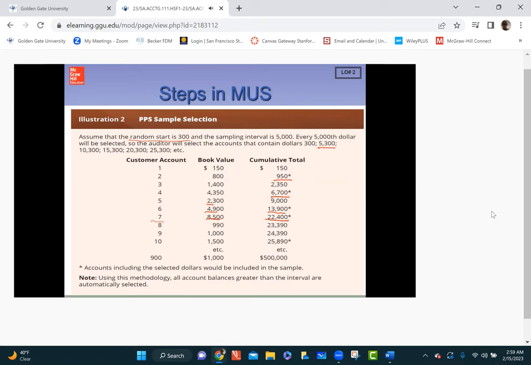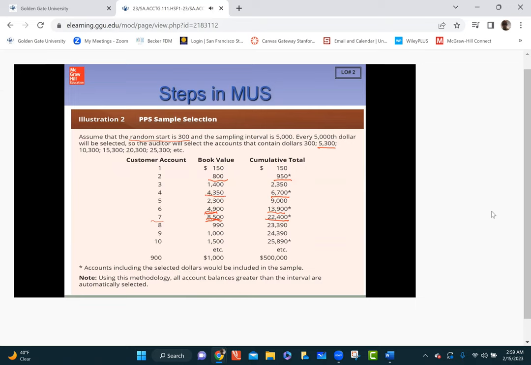$20,300. Okay, so notice what this dollar unit sampling is doing, guys. If you look at the different ones that have been selected, we had what, 150 didn't have a chance, but we got that 800 one selected. We got this 4,350 selected, 4,900 selected, 8,500 selected. It did what? It automatically emphasized the larger dollar ones.